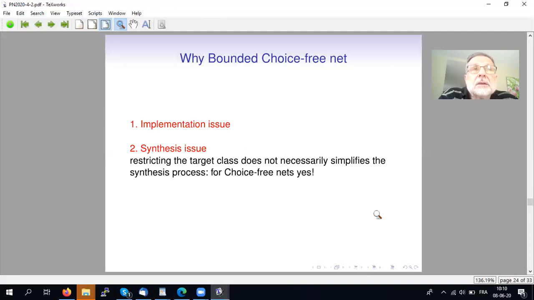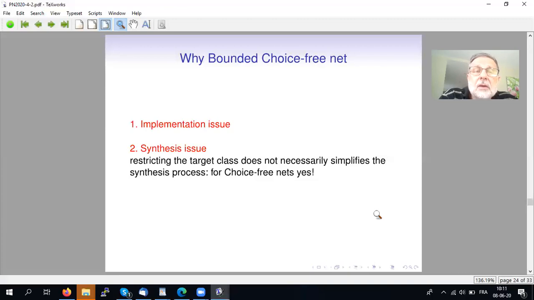In particular, it is known that synthesizing a weighted place transition net is polynomial in the size of the transition system we start from. But if we decide to search for a safe net, for instance, that means if we fix the bound on the marking, then suddenly the problem becomes NP-complete. This is not the case for choice-free nets. It's indeed simpler to synthesize them.